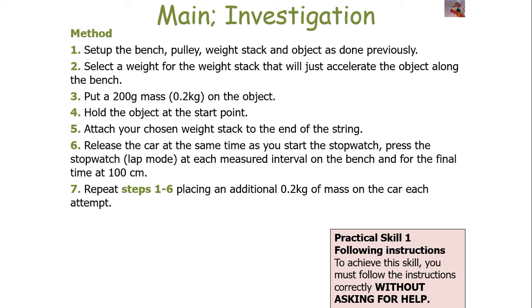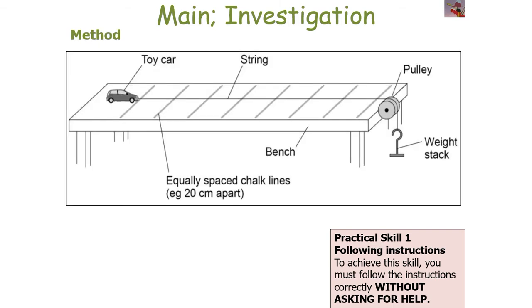You will hold the object at the start point, attach the weight you have chosen to the end of the string, release the car at the same time as you start the stopwatch, pressing the stopwatch lap mode at each measured interval on the bench and for the final time at 100 centimeters, and you repeat steps 1 to 6, placing an additional 200 grams or 0.2 kilograms of mass on the car in each attempt. So as you can see in this diagram, you can see this taking place.